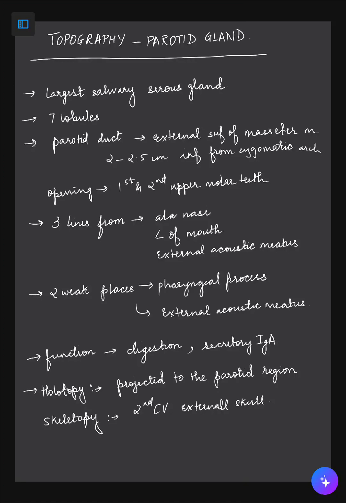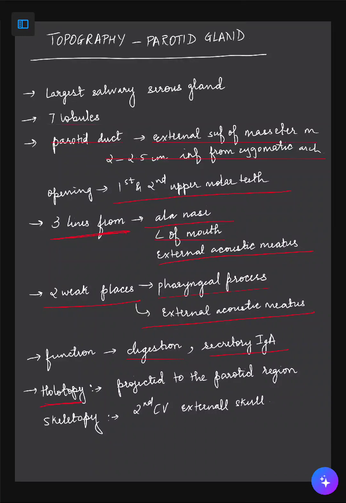Now next is the topography of the parotid gland. This parotid gland is the largest salivary serous gland, which has 7 lobules. The parotid duct lies on the external surface of the masseter muscle, 2 to 2.5 centimeters inferior from the zygomatic arch. It opens at the first and second upper molar teeth. Now there are 3 lines formed, which are ala nasi, angle of mouth, and external acoustic meatus. There are 2 weak places, which are pharyngeal processes and external acoustic meatus. Now the function is digestion and secretory immunoglobulin A.